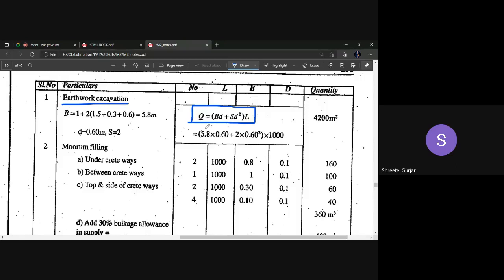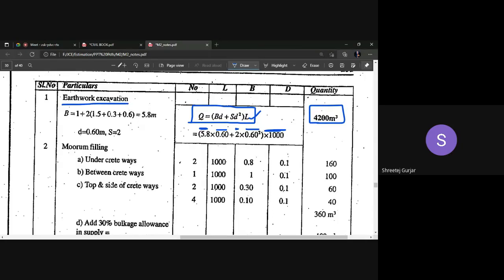So what is B? 5.8. What is D? 0.6, the average depth of the embankment they have provided in the question. S is the side slope, 2, given in the question. D is 0.6 squared. Length of the road is 1000 meters. So we have got the quantity. No problem. So that is done.